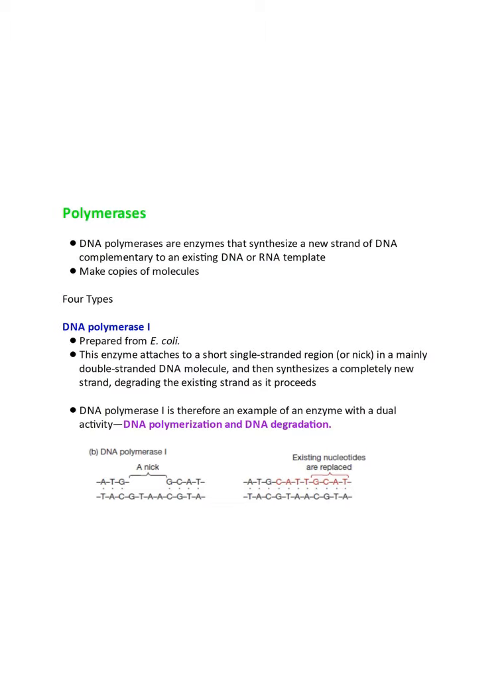DNA polymerases are enzymes that synthesize a new strand of DNA complementary to an existing DNA or RNA template. Polymerases have a very simple function of adding new strands. This activity is polymerization, the process of adding new strands of DNA complementary to the existing DNA or RNA template. According to the sequence present, it synthesizes new complementary strands. There are four different types of DNA polymerases.